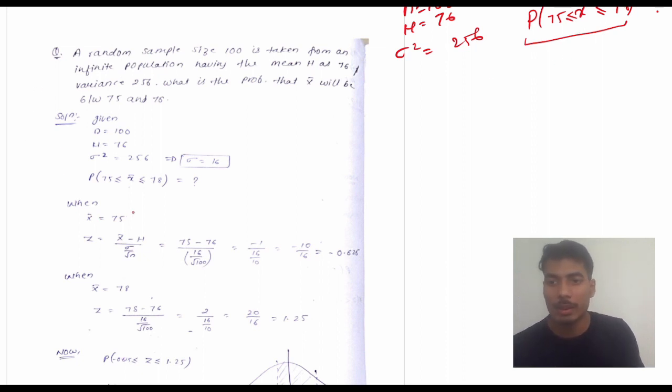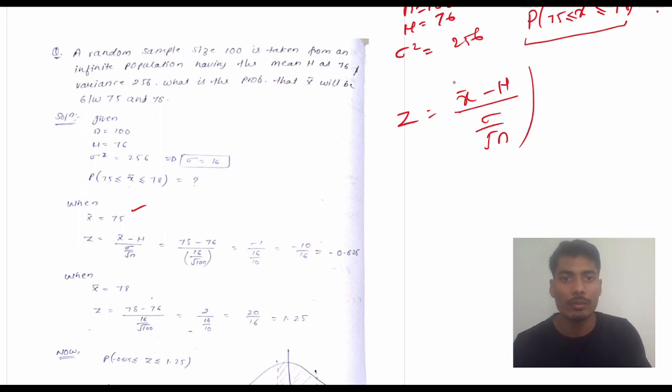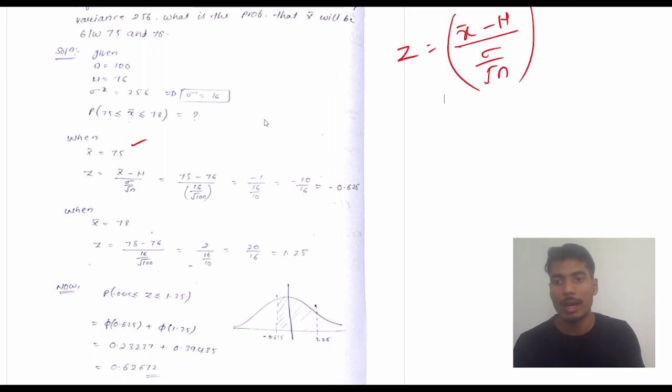So first we have to write this in the form of z. When x bar is 75, we know the z formula is x bar minus mu by sigma by root n. This formula we will use to change x into z. So x bar is 75, minus 76, mu is 76, and sigma is 16, and n is 100. If you put this in, you get minus 0.25. When x bar is 78, put all the values and you get 1.25.